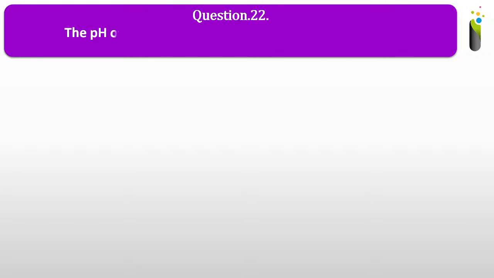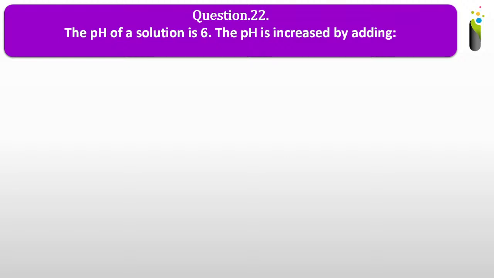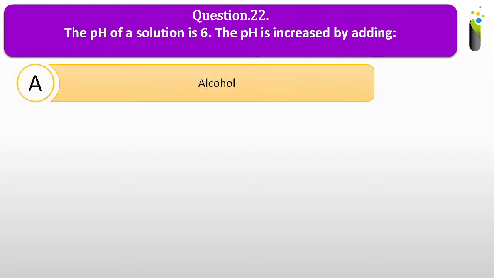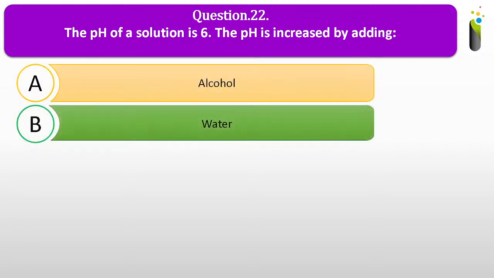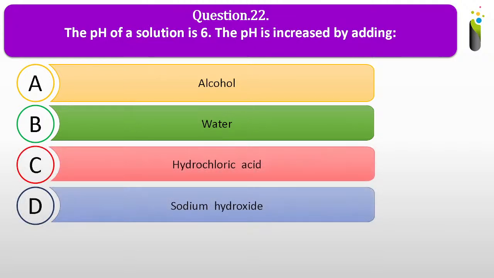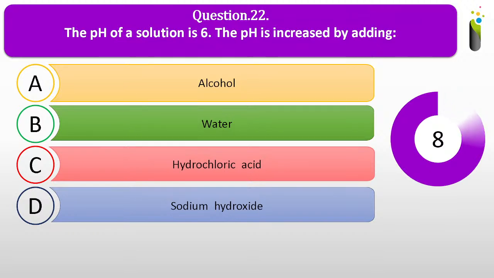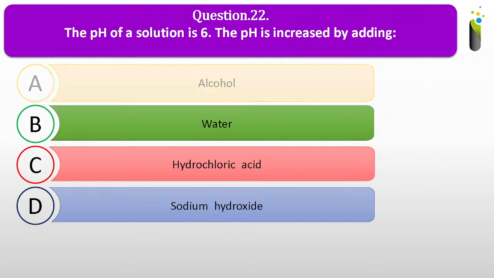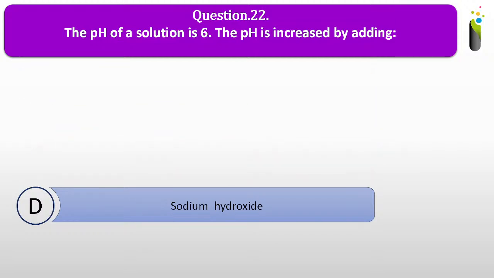Going to the next question, number 22. The pH of a solution is 6. The pH is increased by adding dash. A. Alcohol. B. Water. C. Hydrochloric acid. D. Sodium hydroxide. So how would you increase the pH of the solution? It's but obvious, by the addition of sodium hydroxide.